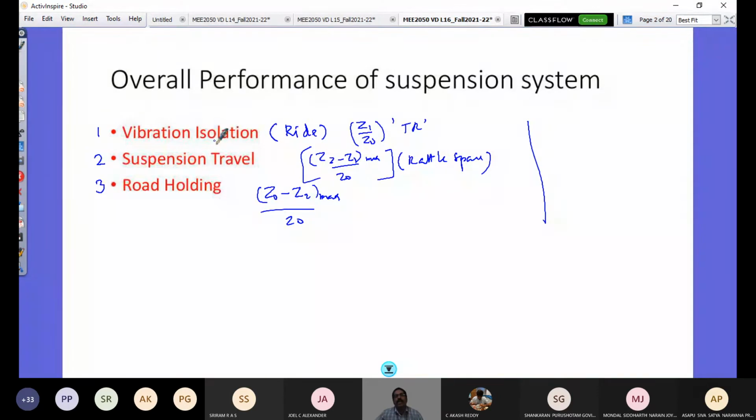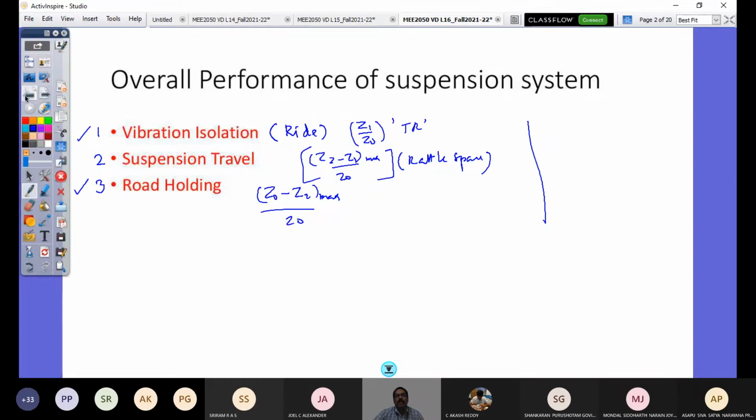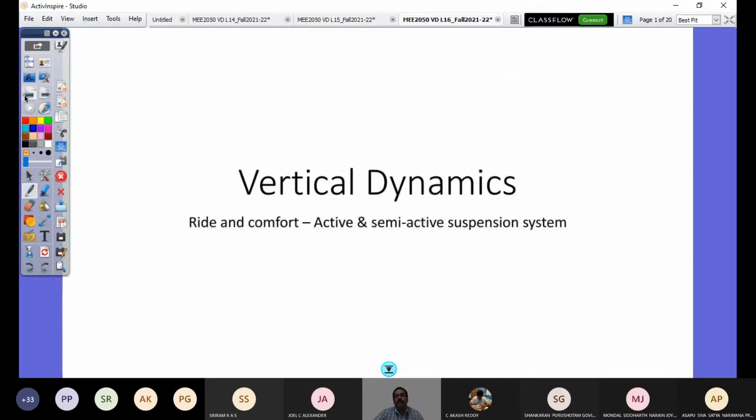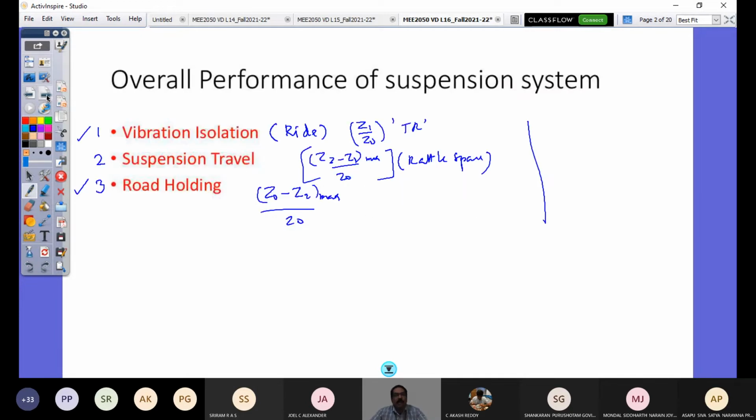But if I have my suspension design for the first objective, I need to have a compromise with the road holding. If I have to go for this, I need to have a compromise with this. But how can I then win this situation? And that's where you see your role of suspension is no more considered to be passive suspension. Instead it is going to be an active or semi-active suspension system. We are going to briefly look at them now.